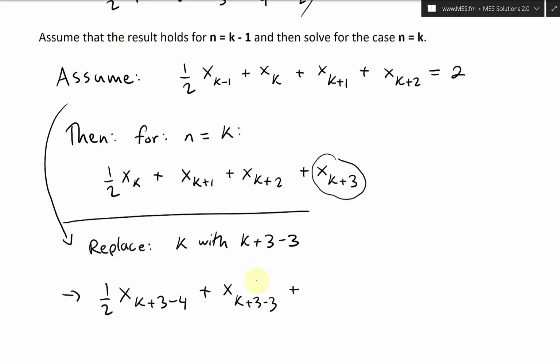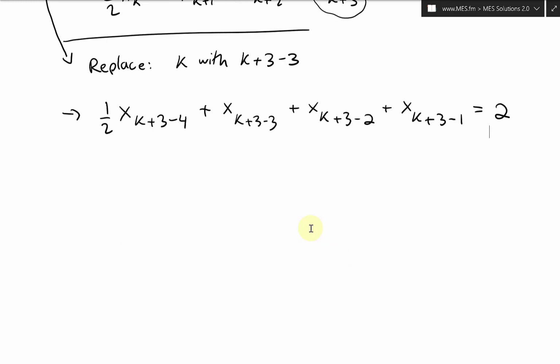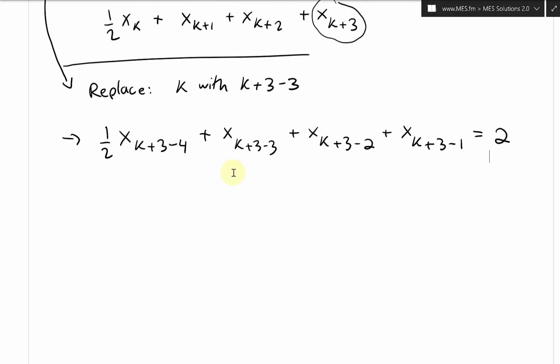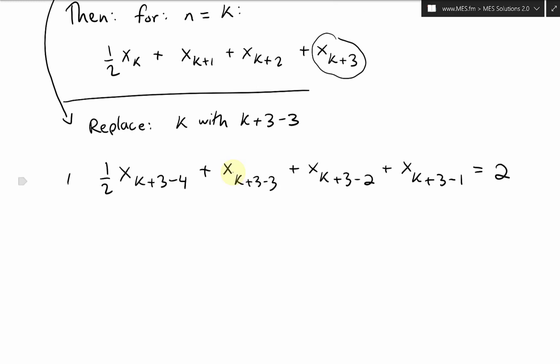So then the next one is plus x_{k+3}. So k plus 3 minus 2, and then there's a plus 2 there. So then this will be plus x_{k+3-1} equals 2, like that. Alright, so if you see the pattern here, it does this again. So we'll call this equation 1.